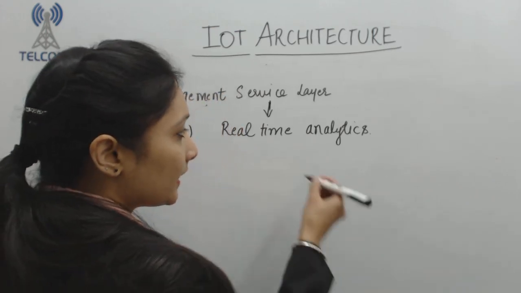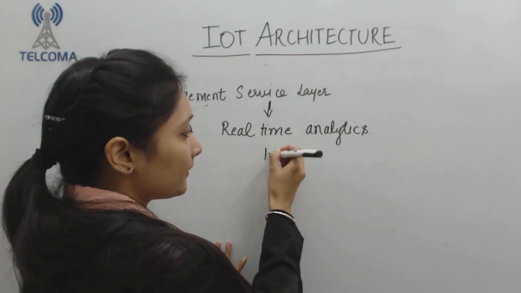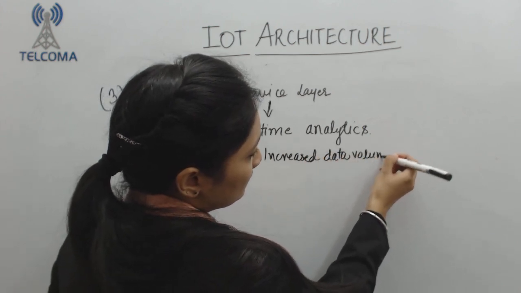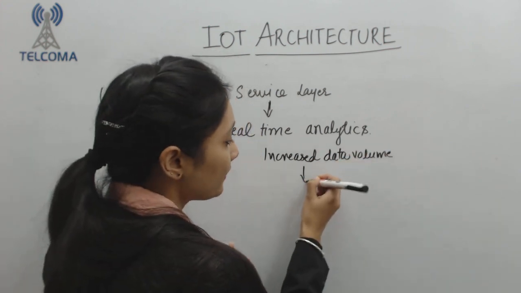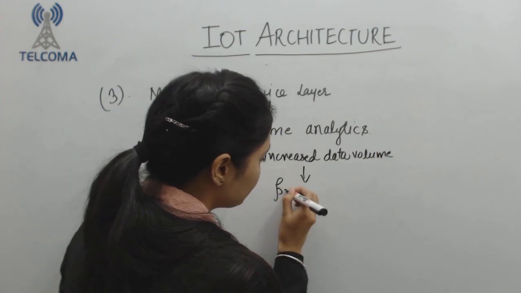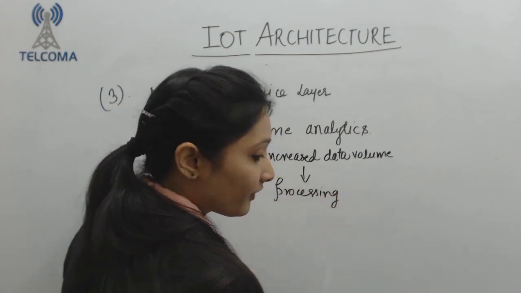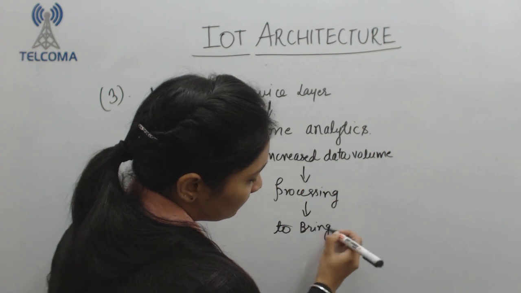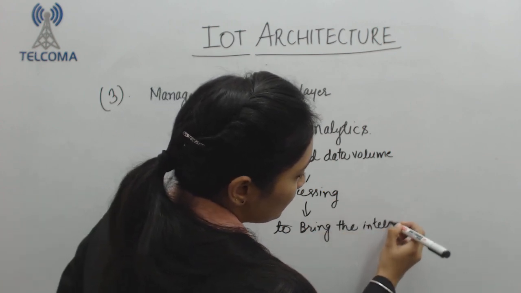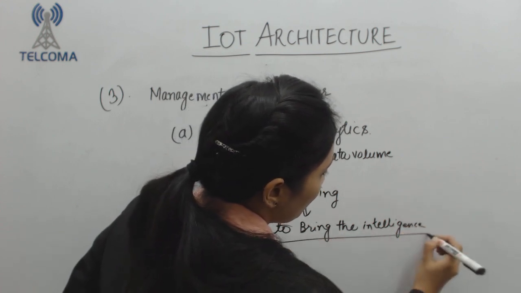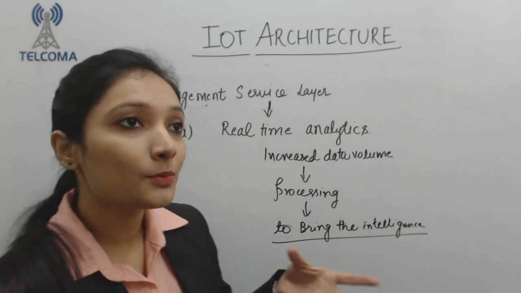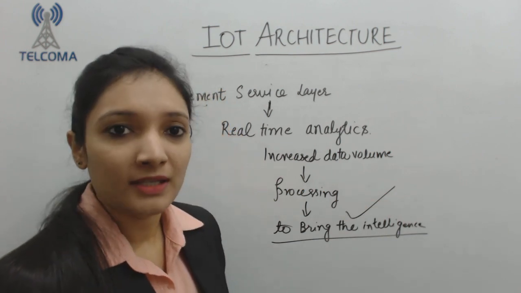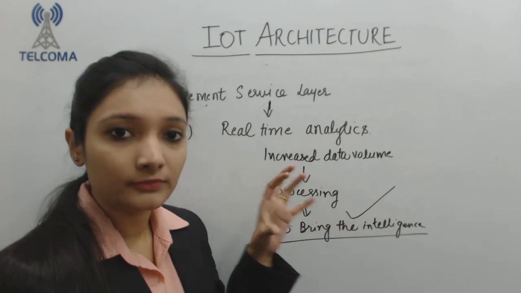That means with the increased data volume from a number of sensors, we then process that data in order to bring intelligence. We are collecting some raw information, and through these analytics we have to get the intelligent data, that means the required data out of that bulk of information which we are collecting.